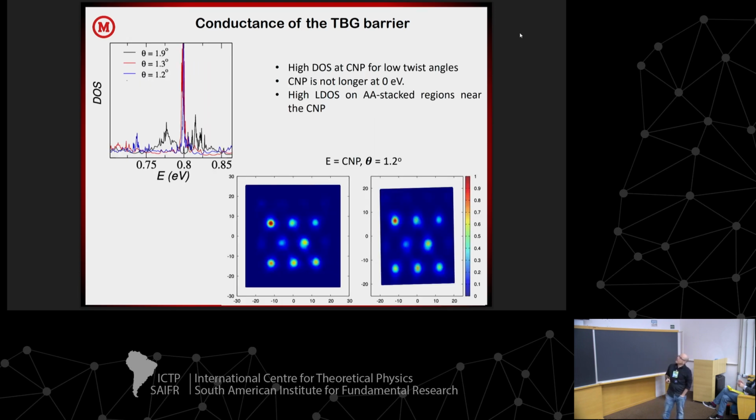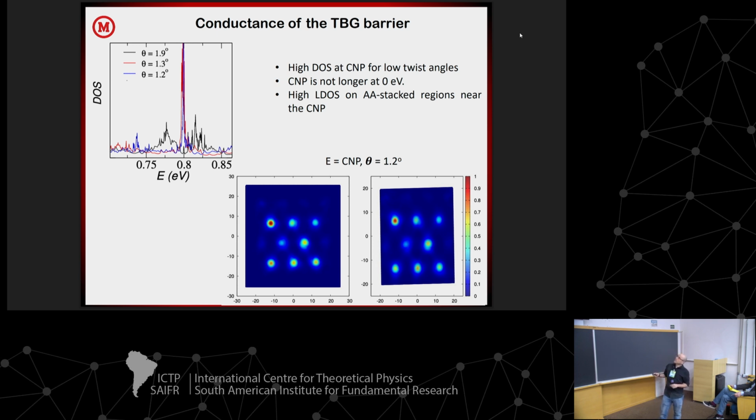First, we have to check if we are reproducing what is expected for a twisted bilayer graphene device. That is, the shifting of the Van Hove singularities, and for low twist angle, a high density of states. You can see here the plot of the density of states for different twist angles, and the Van Hove singularities are moving toward the charge neutrality point. That is not zero because of the self-doping, because we have to include more than nearest neighbors.